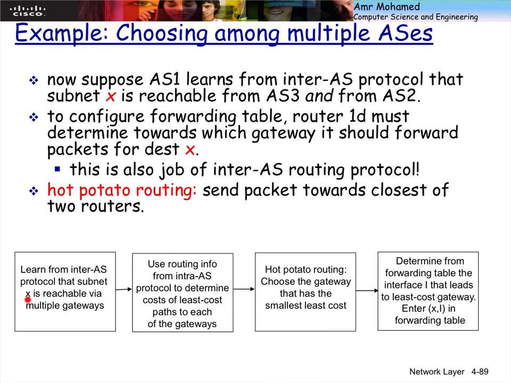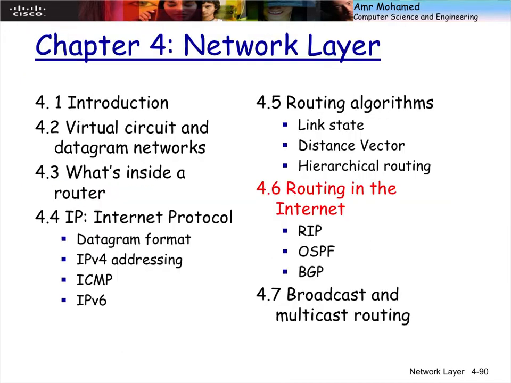So first, we learn from the inter-autonomous system protocol that subnet X is reachable via multiple gateways. If X is reachable through multiple gateways, then we either use policy-based or we use the shortest path. So hot potato routing will check the policy first. If the policy says that you can reach from either gateway, then it kicks in the shortest path interior routing protocol to calculate the shortest path to whichever path has the minimum cost, using link state or distance vector. Okay.